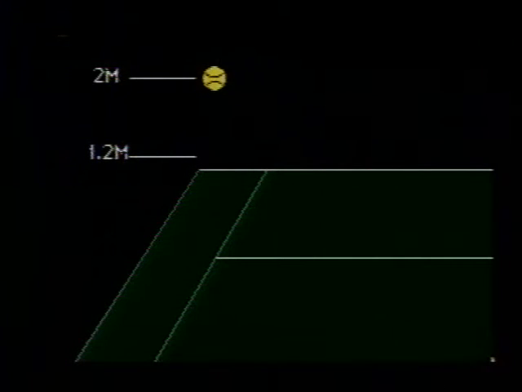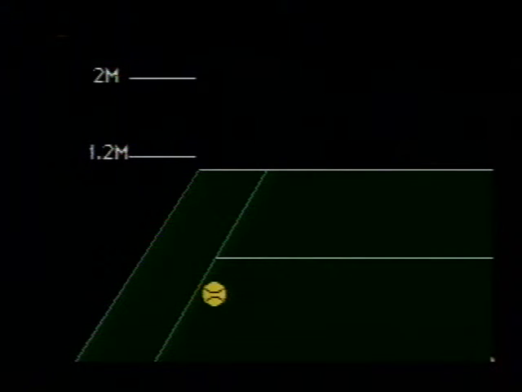The tennis ball is released from a height of 2 meters above the court, falls, bounces, but loses energy to heat on the bounce, and rises to a height of only 1.2 meters. And then, on subsequent bounces, loses even more energy.